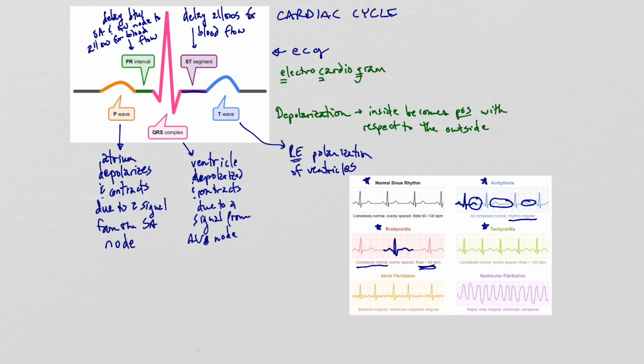We have tachycardia, which is the opposite of bradycardia. In tachycardia, the complexes are all normal, but the rate is above 100 beats per minute.